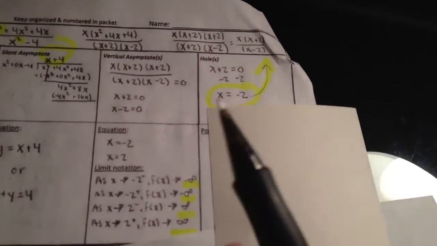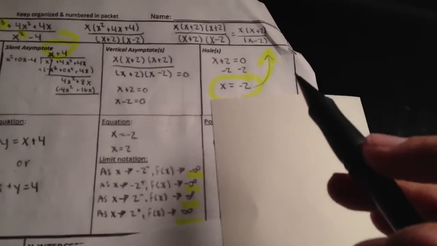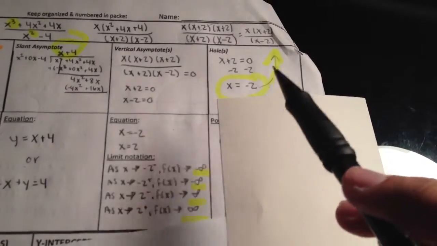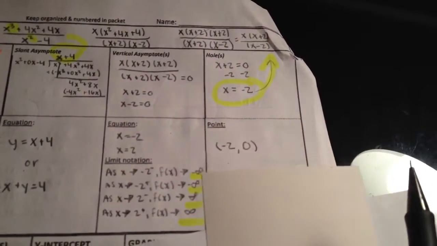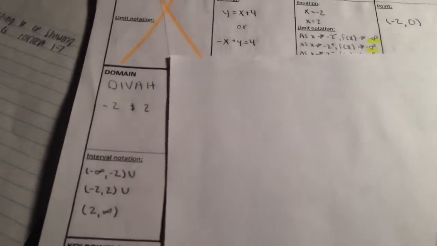Next, since we have something crossed off, which is the x plus 2, that's going to be one of our holes. For the hole, you just set the thing that you crossed off equal to 0, which I did right here, and I got x equals negative 2, and then plug it into the factored equation. Our point for the hole is going to be negative 2, 0, which is also going to be one of our x-intercepts.